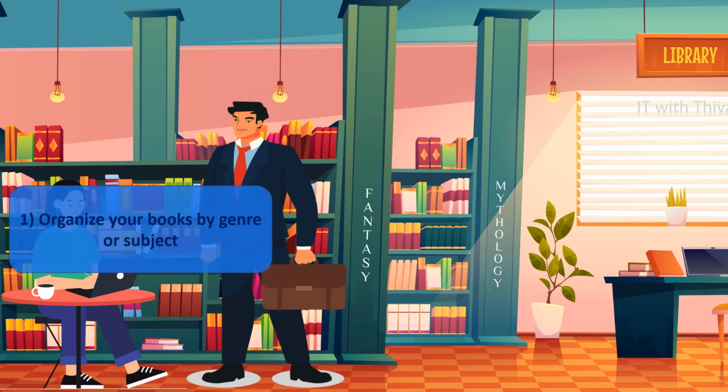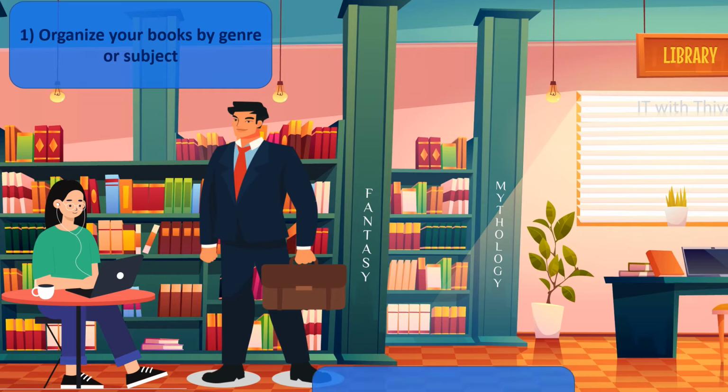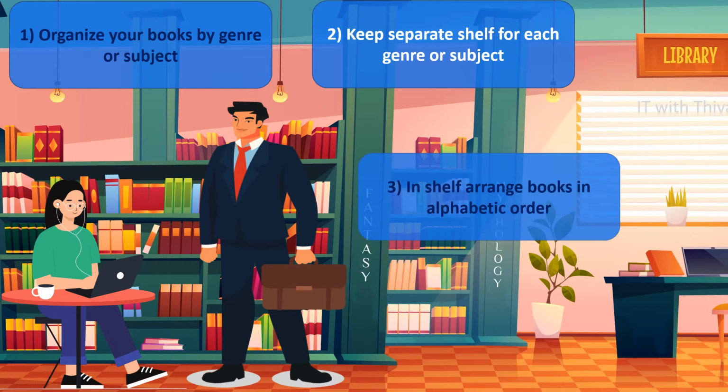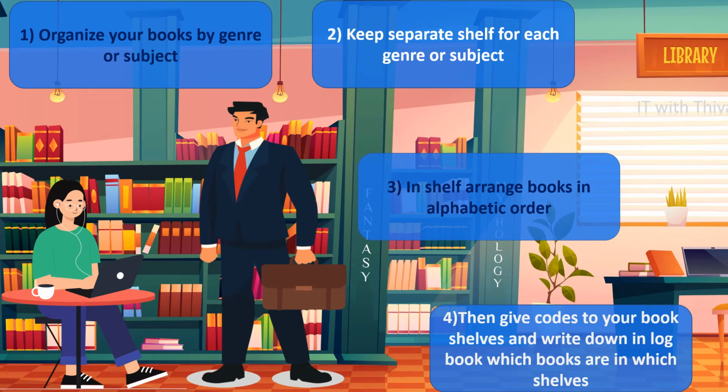The librarian gave him a few pieces of advice. Organize your books by genre or subject. Keep a separate shelf for each genre or subject. In each shelf, arrange books in alphabetical order. Then give codes to your bookshelves and write down in a logbook which books are in which shelves.